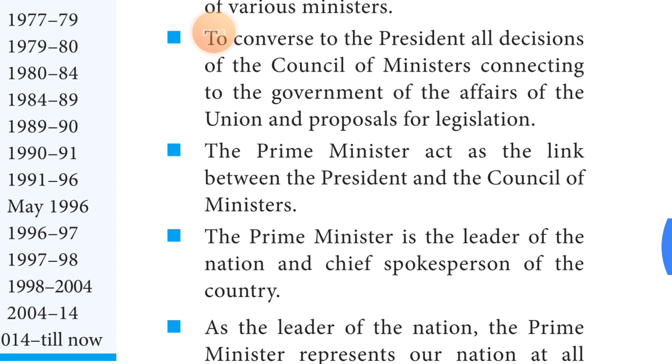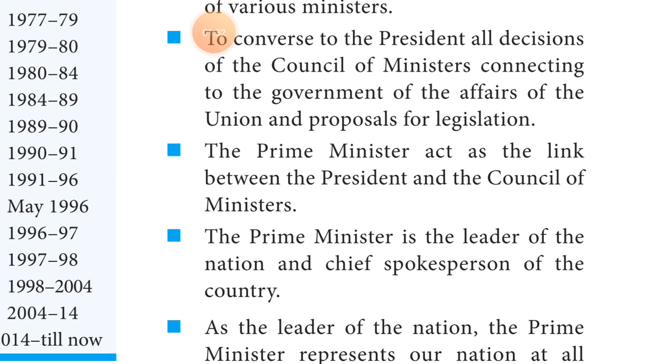Next one, the Prime Minister acts as a link between the President and the Council of Ministers. Sometimes he carries a message to the President. Similarly, he receives messages from the President and carries them to the Council of Ministers. So the Prime Minister acts as a link.